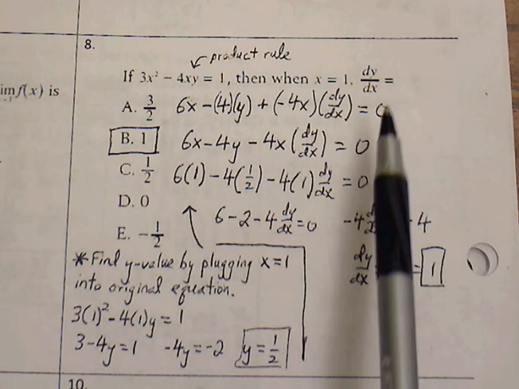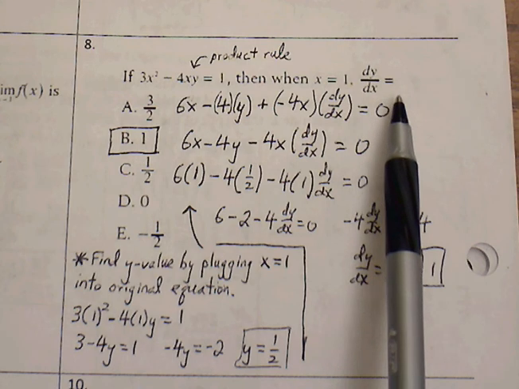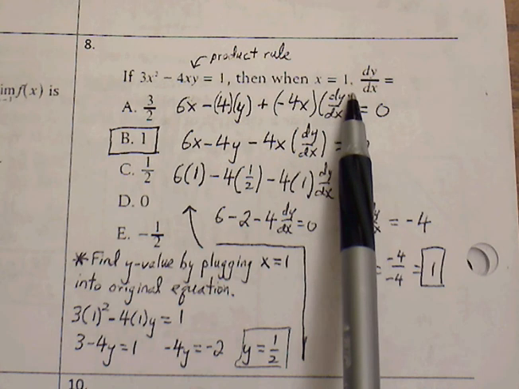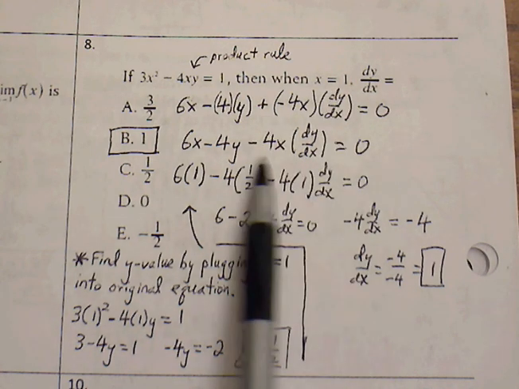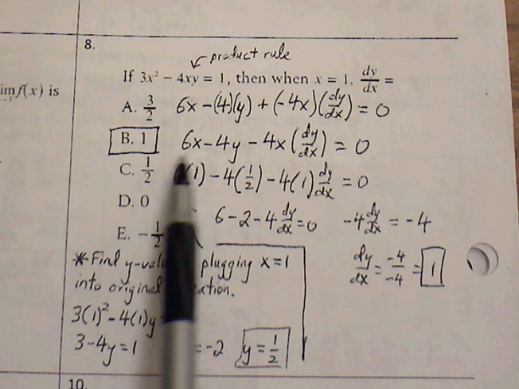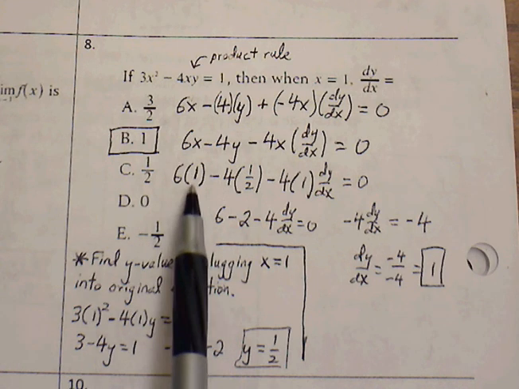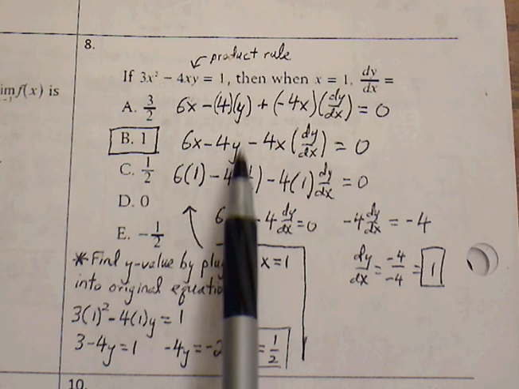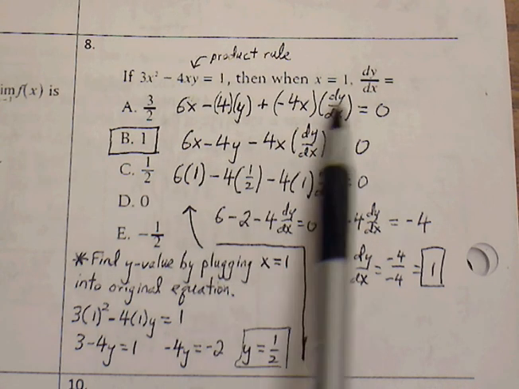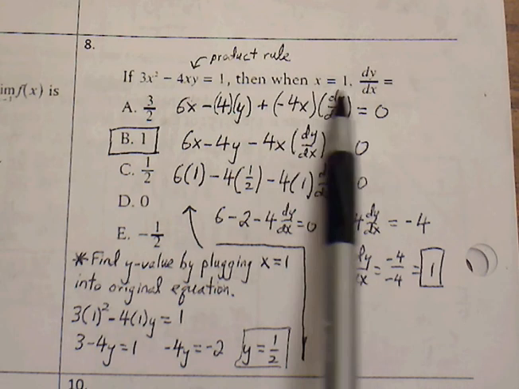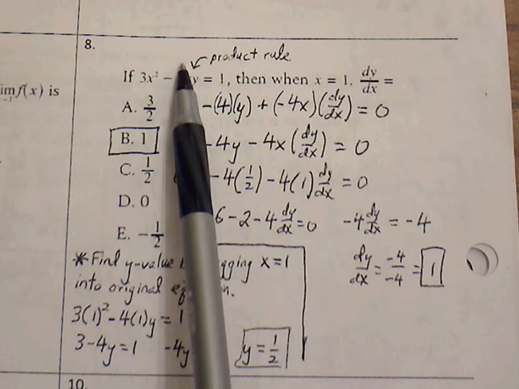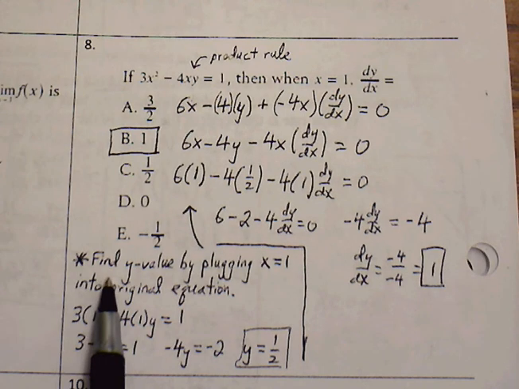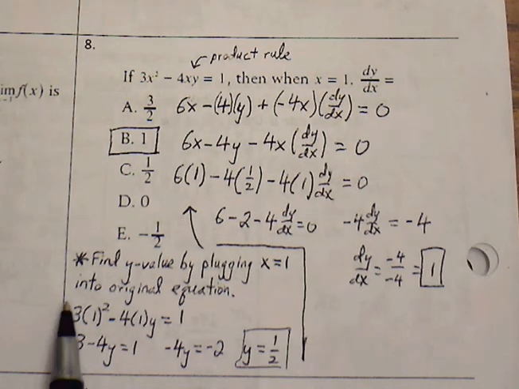Okay, we just want to find the derivative when x is equal to 1. So even though we can replace 1 in for x, we're missing the y value. Okay, so we need to find the y value, and we can find it by plugging 1 into the original equation. So down here, we can find the y value by plugging 1 in for x into the original equation.